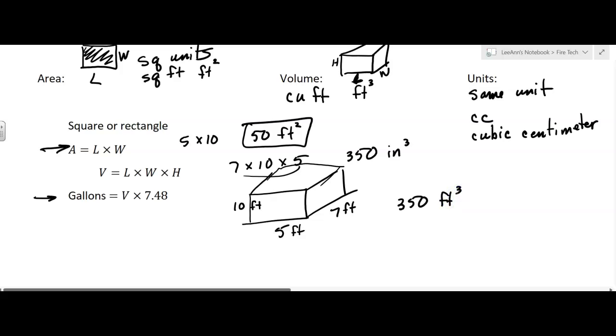But you want to know how many gallons of water you need. Well, you're going to use this formula then to take the volume that you have, 350, times 7.48, and then you could figure out the gallons that you needed to fill the swimming pool.